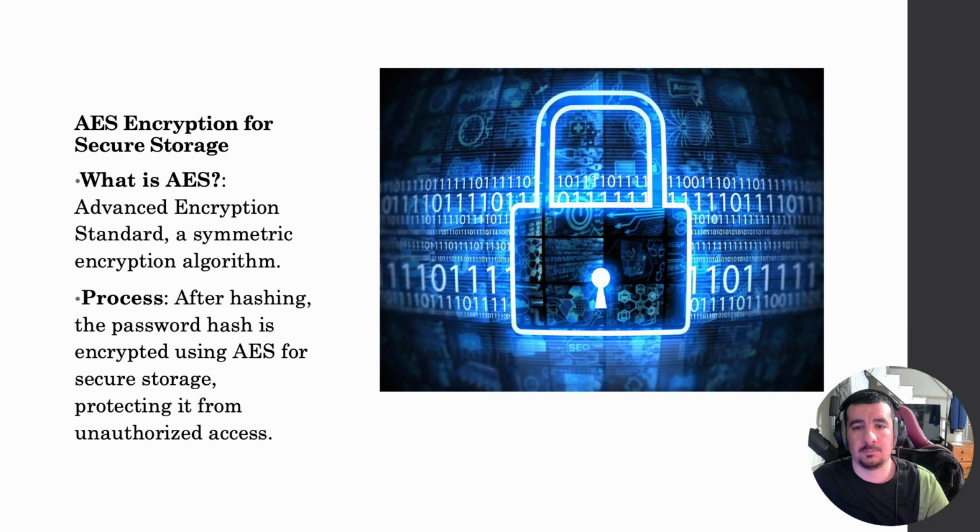It uses a symmetric key, which means the same key is used for both encrypting and decrypting the data. In our projects, once we get the SHA-256 hash, we pass it through AES encryption to lock it down. That adds an extra layer of security, so even if someone somehow accesses the stored hash, it's still encrypted and protected. So in short, SHA-256 hides the password structure and AES locks that hidden version inside a vault.